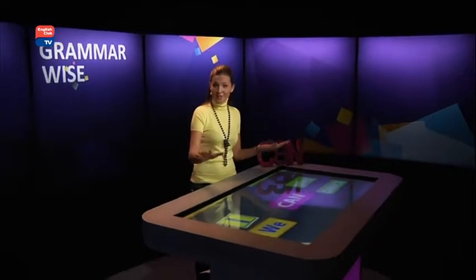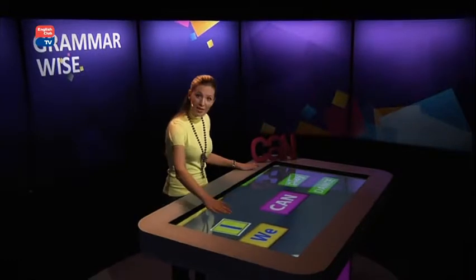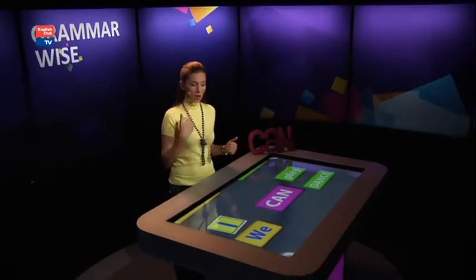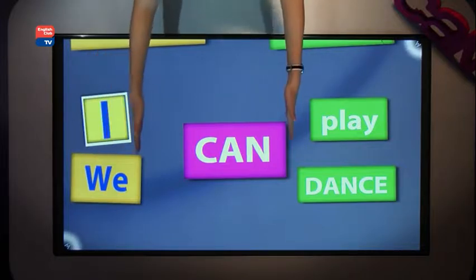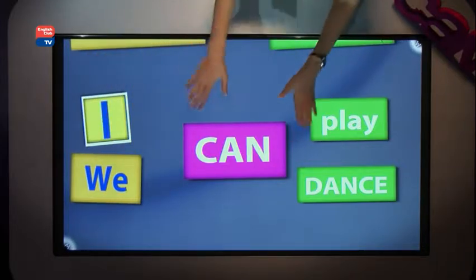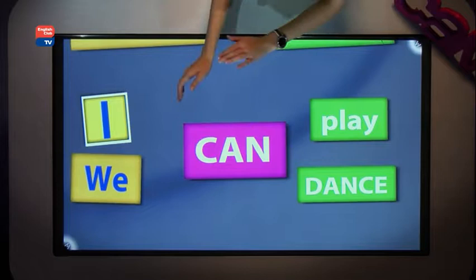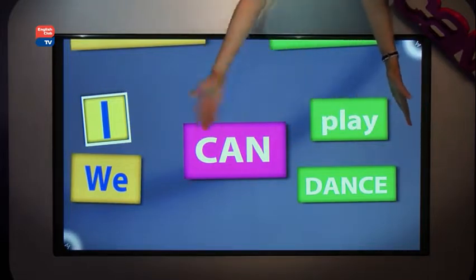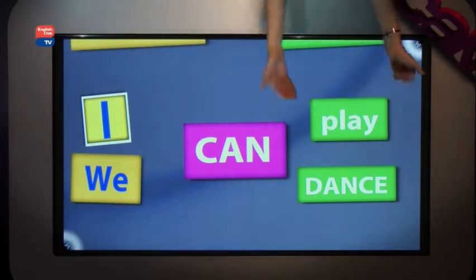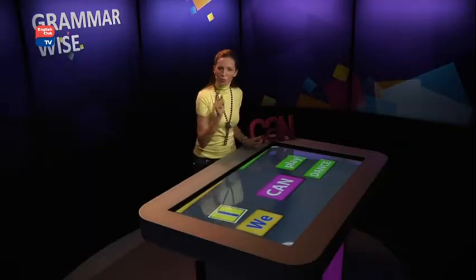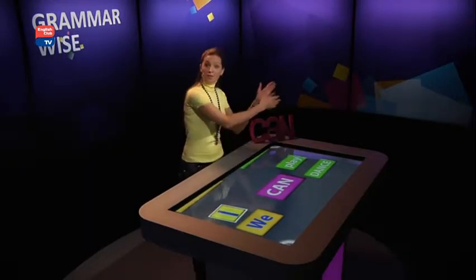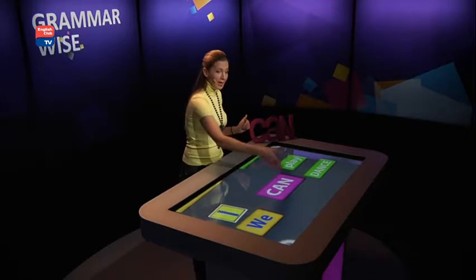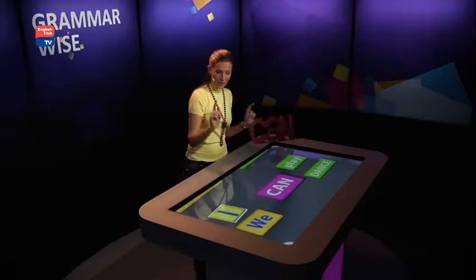Now let's look at the structure of a positive sentence, okay? At the beginning, we will always have a subject. I, we, they, so you can see I, we. Then we will have a modal verb can. And at the end, after modal verb can, we have some action. Play, dance. Do you remember some sentences from the video? I can play the guitar. We can dance. Okay?